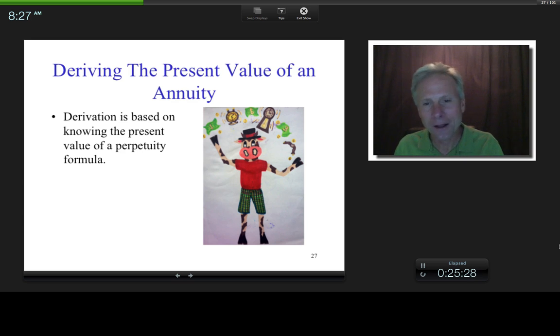Now, I'll admit that with the previous one, perpetuity, C over R, that's pretty easy to memorize. And I don't want you to memorize that. I want you to understand it. But I will acknowledge that it's easy to memorize. But this one is going to be a lot harder to memorize.